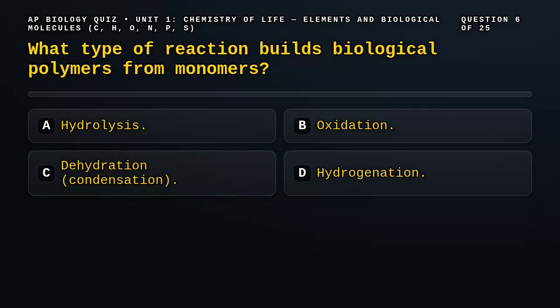Question 6. What type of reaction builds biological polymers from monomers? A. Hydrolysis. B. Oxidation. C. Dehydration, also called condensation. D. Hydrogenation.